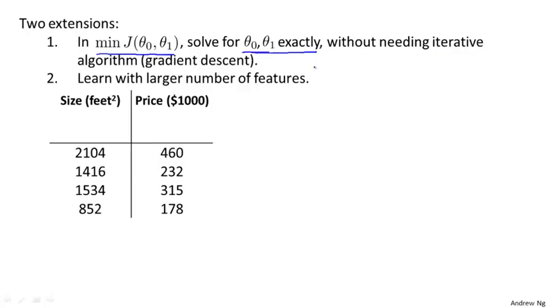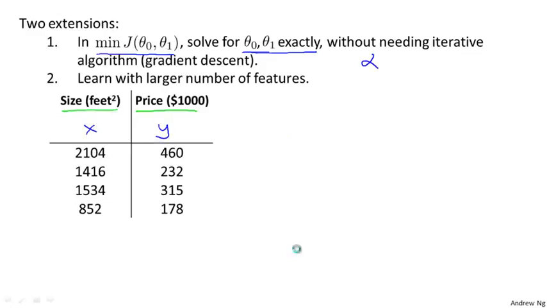One advantage is that there's no longer a learning rate alpha that you need to worry about and set, and so it can be much faster for some problems. We'll talk about its advantages and disadvantages later. Second, we'll also talk about algorithms for learning with a larger number of features. So far we've been learning with just one feature, the size of the house, and using that to predict the price. So we're trying to take X and use that to predict Y.